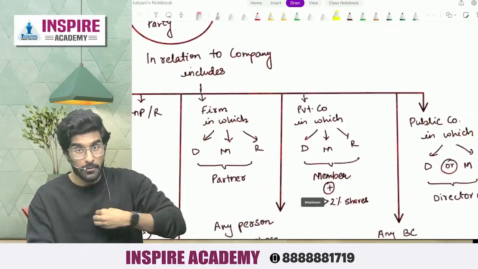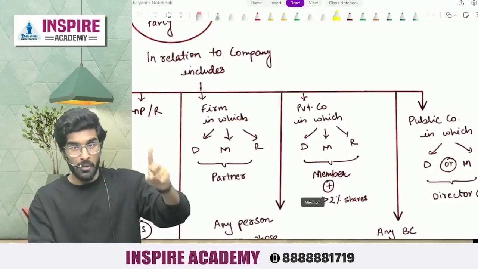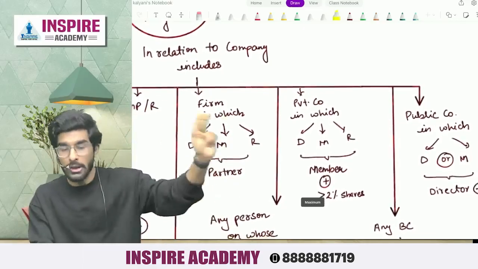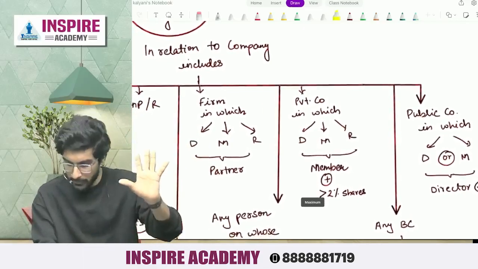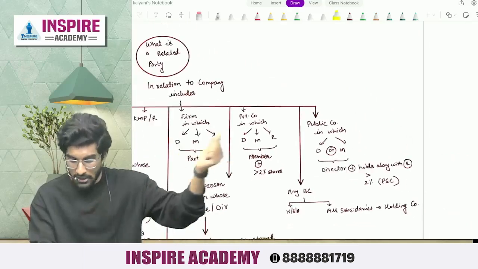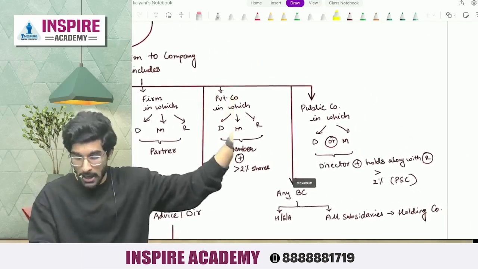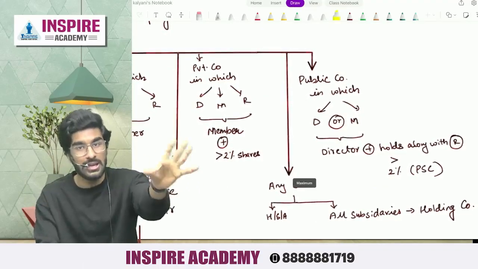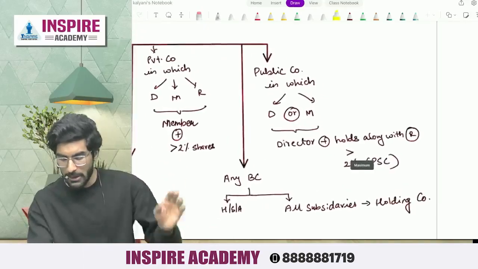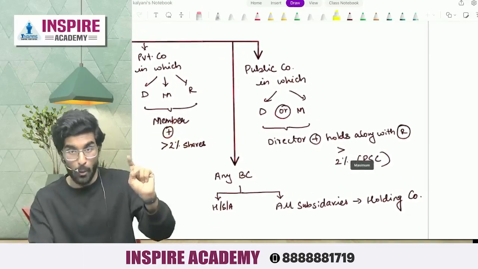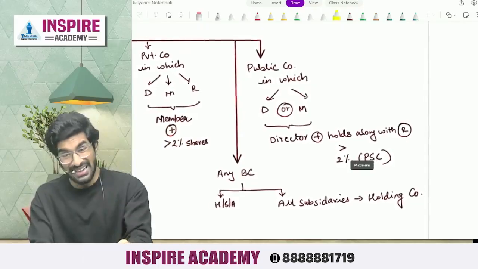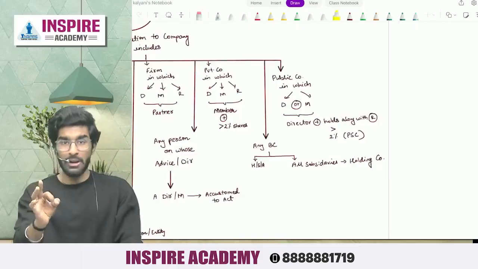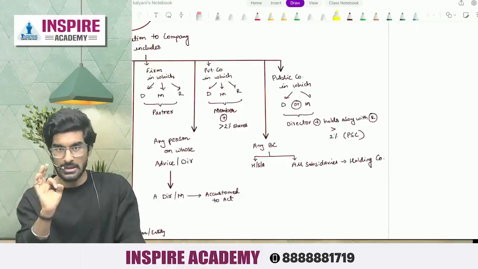Next is firm. Now we are going to talk about firm, private, public. Now let's talk about firm. Firm in which director, manager or the relatives are a partner in that firm. Next is private company in which director, manager or the relatives are member in that private company, plus they are holding more than 2% shares in that private company, and same thing will be applicable to public company. But over here, director or manager is a director plus he holds more than 2% of paid share capital along with his relatives. Yes or no, people?